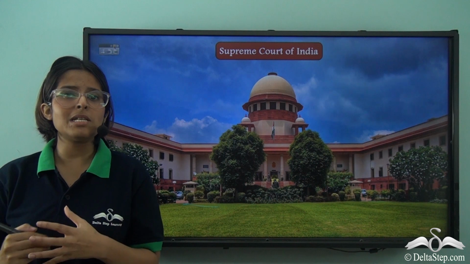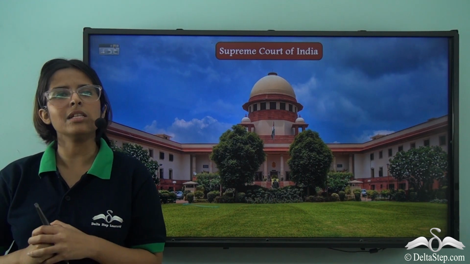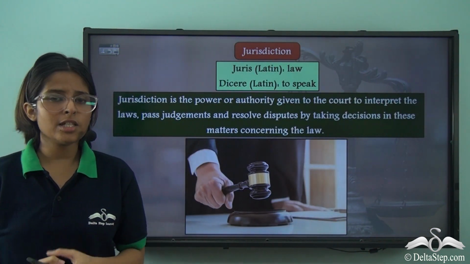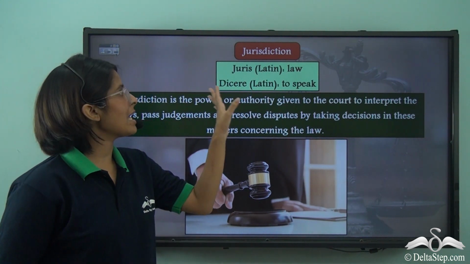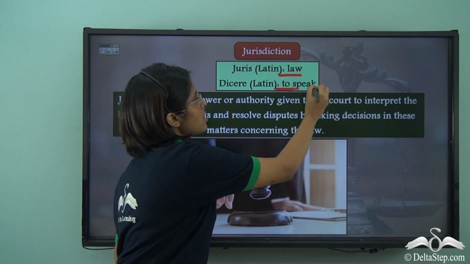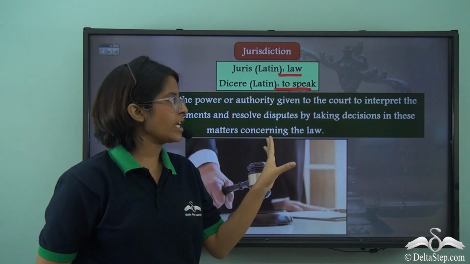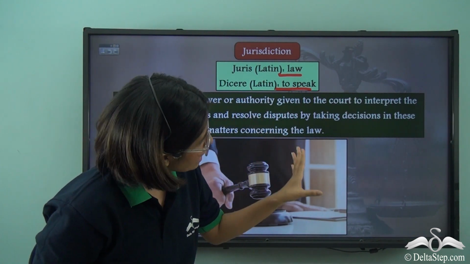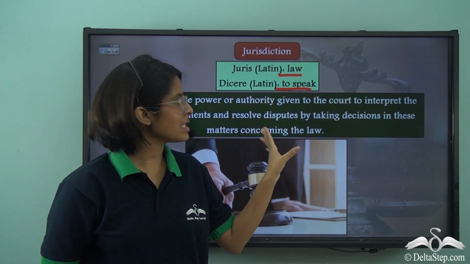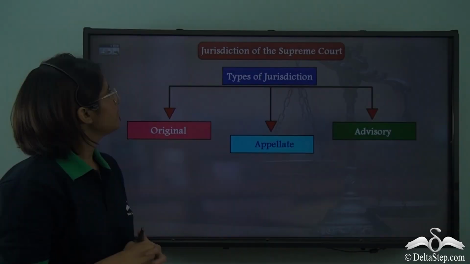So jurisdiction means the power of the court or the authority of the court to decide on certain cases. As we already learned, the word jurisdiction comes from the Latin word juris, which means law, and dicere, which means to speak. So jurisdiction is the power or authority given to the court to interpret the laws, pass judgments, and resolve disputes by taking decisions in the matters concerning the law.